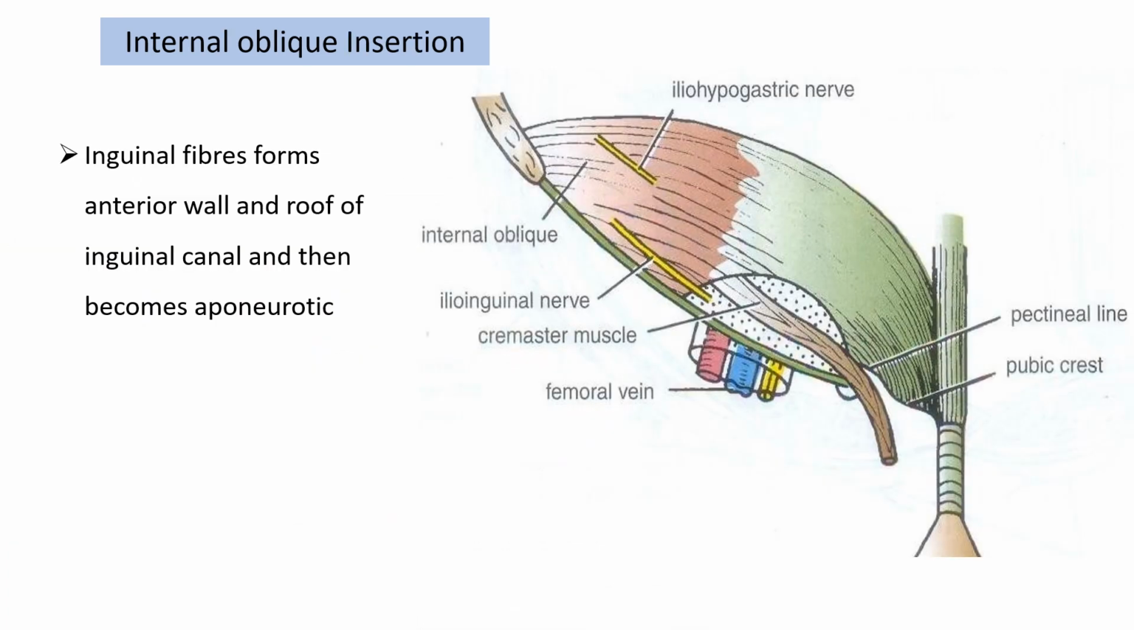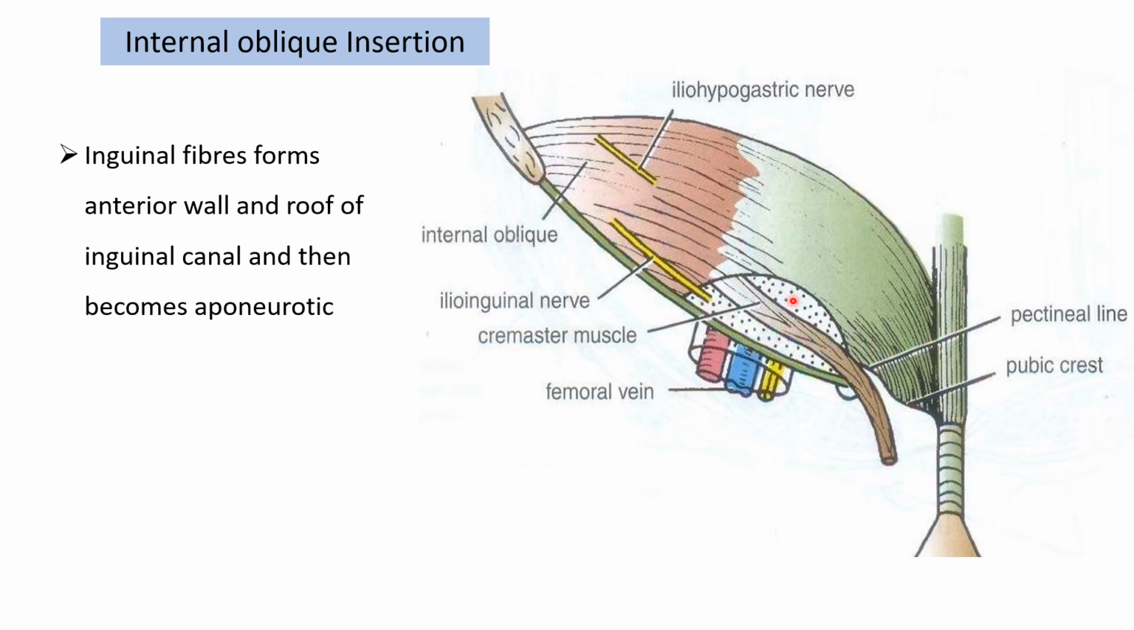Now coming to the insertion. First we will see how the inguinal fibers of internal oblique are inserted. Look at the origin of the inguinal fibers. As the muscle fibers take origin from the lateral 2/3 of the inguinal ligament, the muscle fibers pass forwards and medially. So that is forming the anterior wall of the inguinal canal.